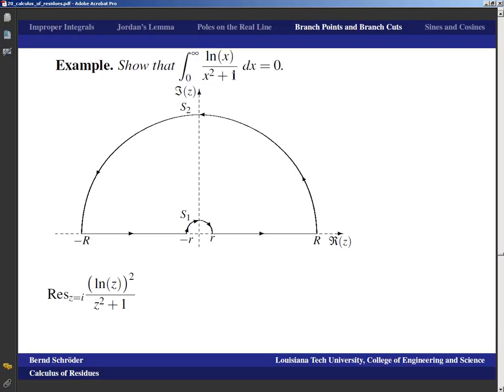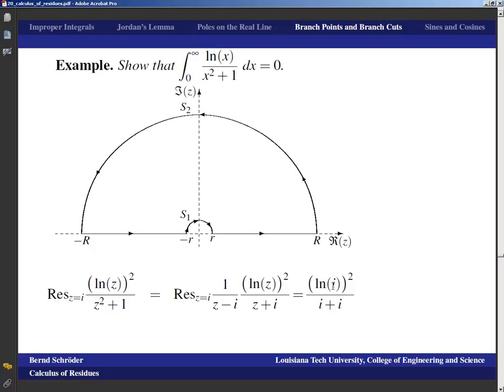There is a simple pole at i, and so we need the residue at z equals i of (ln z) squared over z squared plus 1. And that is done the same way as before. We are just factoring the denominator. We have this part which gives us the pole, and this is an analytic function, which means the residue is the value of this function at i. So that'll be (ln i) squared divided by i plus i. The denominator is 2i.